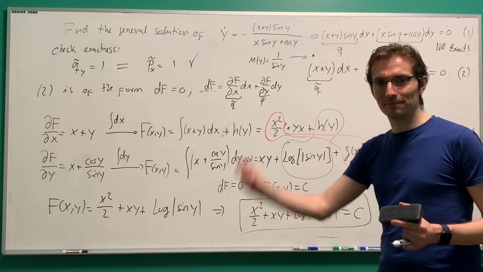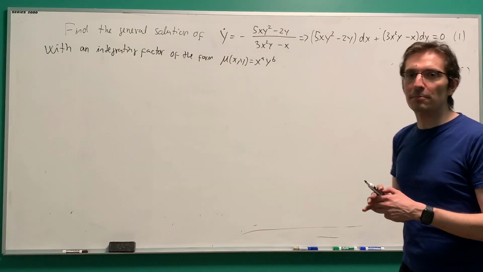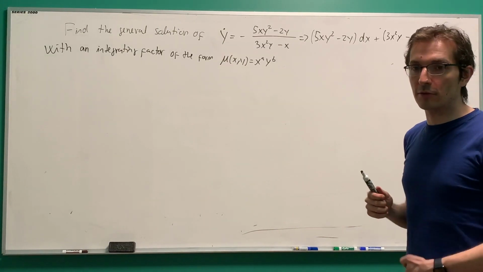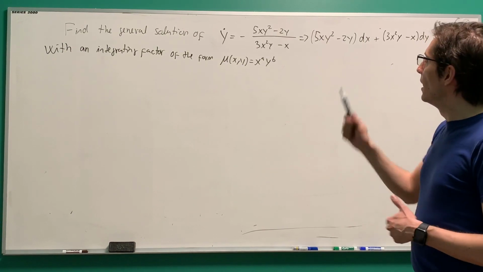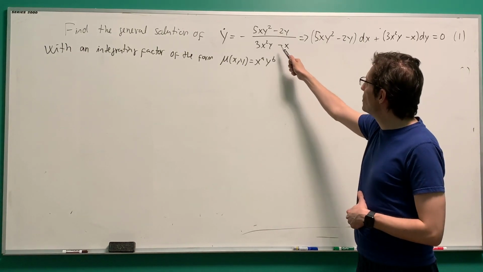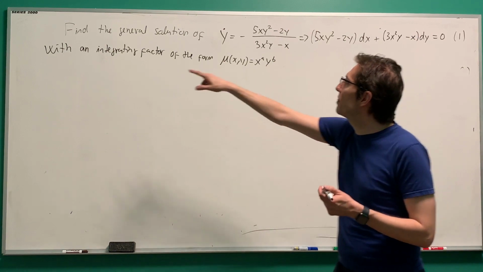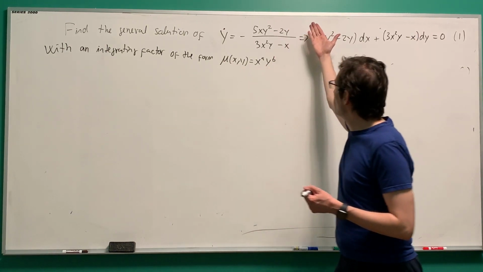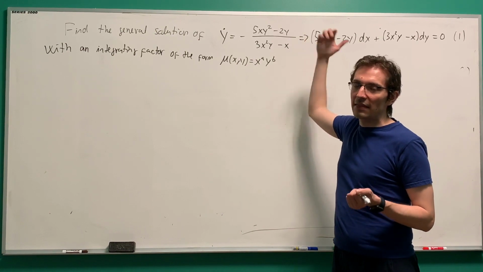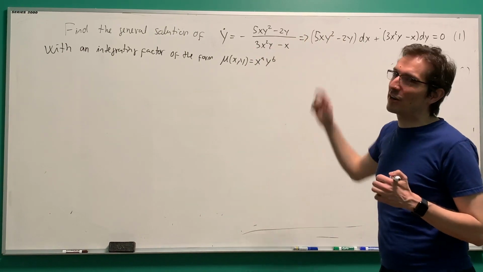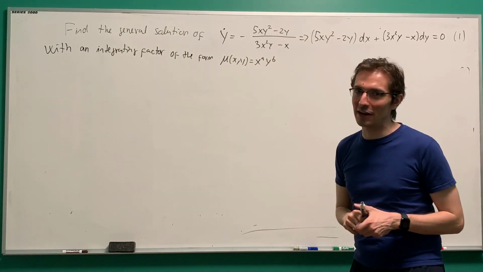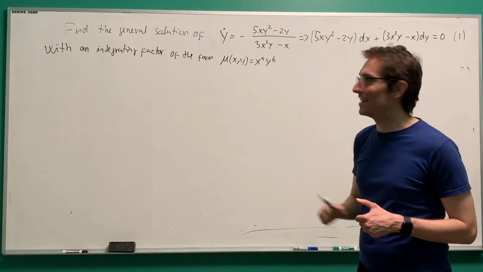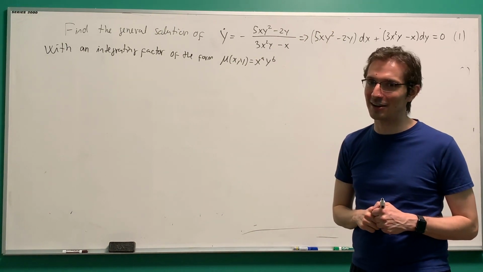Let's erase the board. All right, so here's the problem that we're going to solve. We're going to demonstrate how to do that with an example. Find the general solution of this equation. You will be given an integrating factor of the form x to the a, y to the b. That probably means that this is not an exact equation and requires some integrating factor, and you need to find it. It's going to be of this form. These are the hints that are given to you.